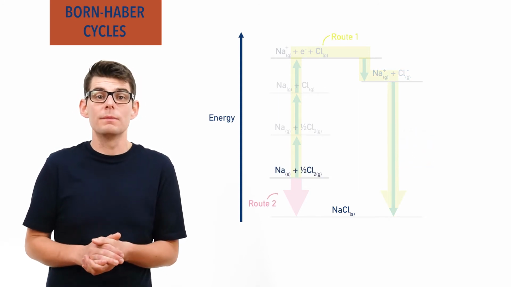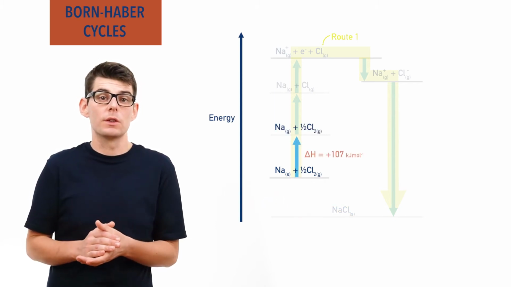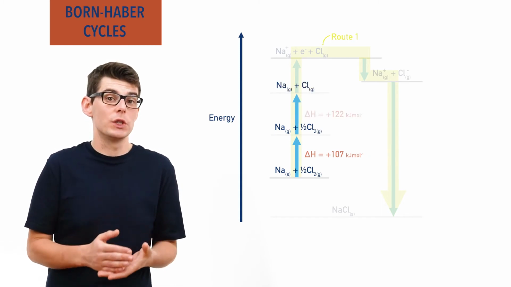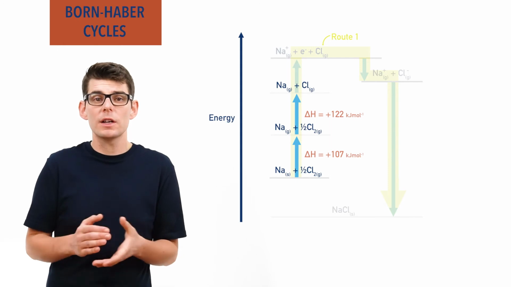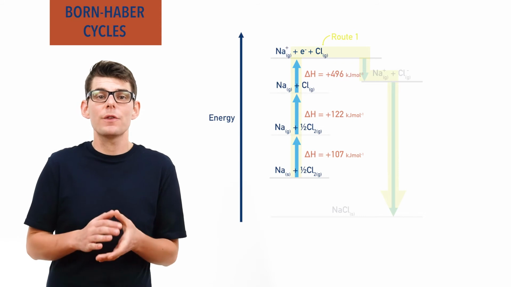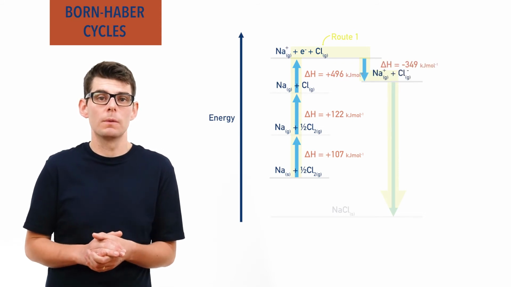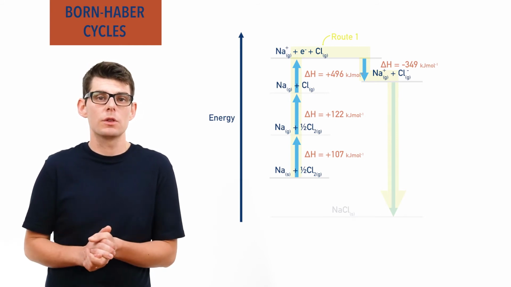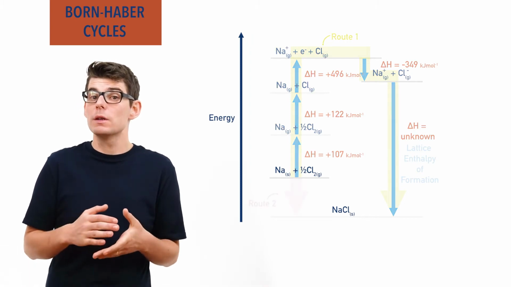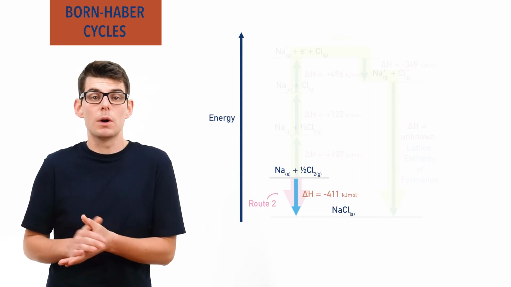Well, route 1 is made up of the enthalpy change of the atomization of sodium, positive 107 kilojoules per mole, enthalpy of atomization of chlorine, positive 122 kilojoules per mole, first ionization energy of sodium, positive 496 kilojoules per mole, and the first electron affinity of chlorine, minus 349 kilojoules per mole, as well as the lattice enthalpy of formation. Let's call it delta H here. Route 2 just equals the enthalpy of formation of sodium chloride, minus 411 kilojoules per mole.